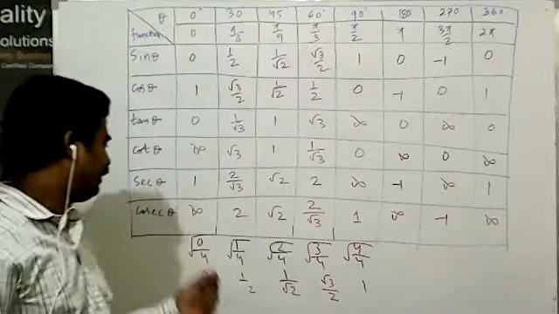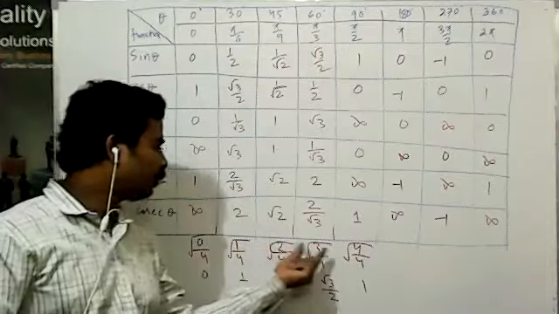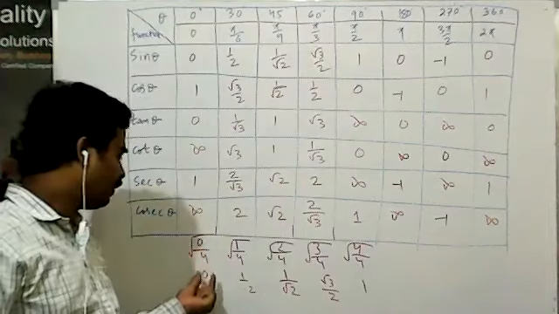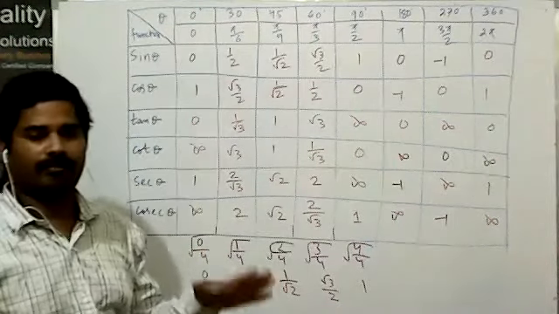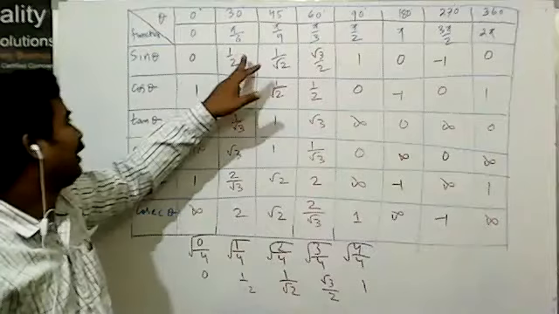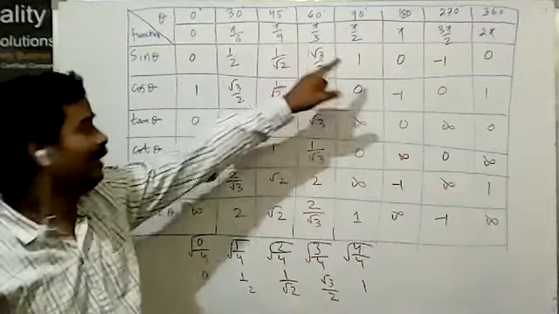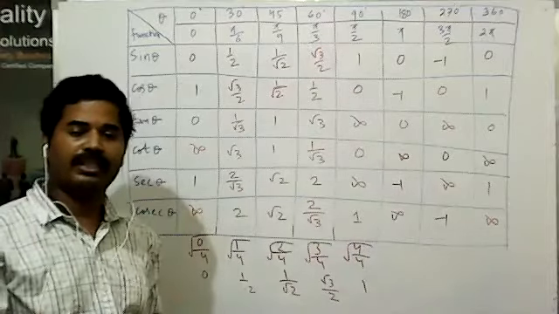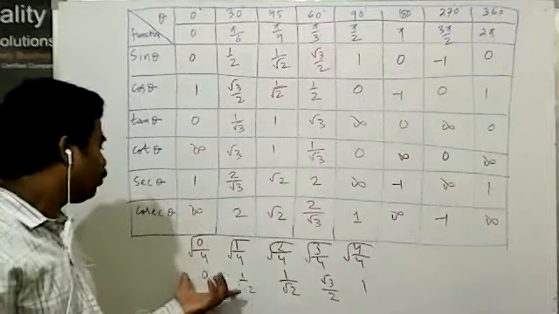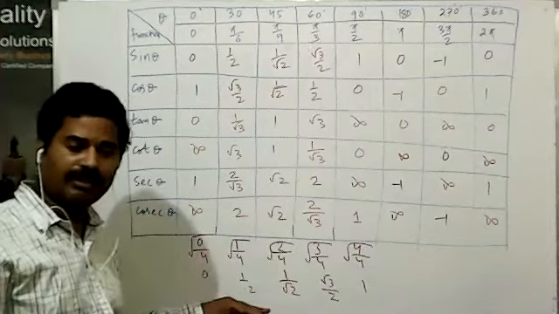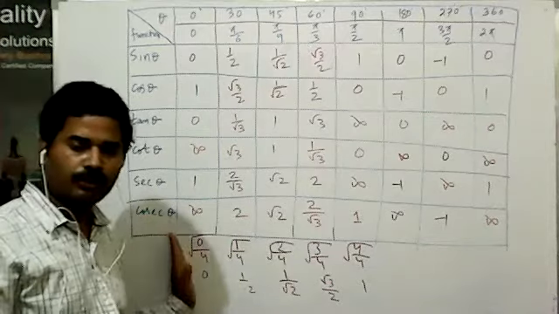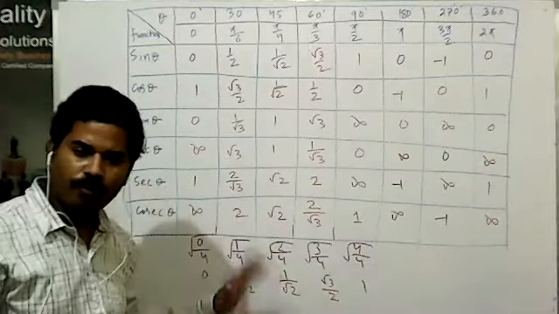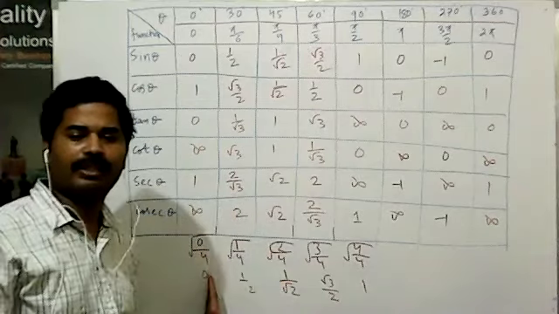You have to count from 0 to 90, that means 0, 1, 2, 3, 4, simply divide by 4 and take the square root. That value of sin theta will come: sin 0, sin 30, sin 45, sin 60, sin 90. After that, we will find the other values by using trigonometric functions. So this is one method: count 0, 1, 2, 3, 4, divide by 4 and take the square root, and the value will come.